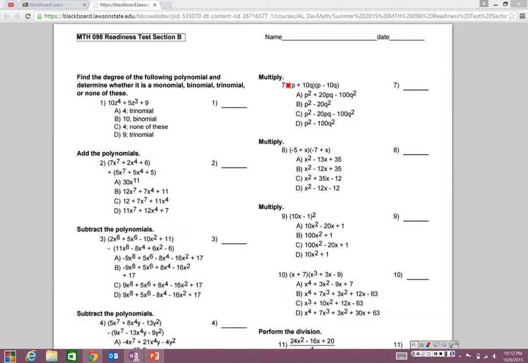As you can see, if you look at number 7, what's interesting is you have P in the first position of each parenthesis, and you have a 10Q here. The only difference is there's a plus sign in one parenthesis and a minus sign in the other. Different signs. So this is a special case. Whenever this happens, the middles will always cancel out. So let me show you what I mean about that.